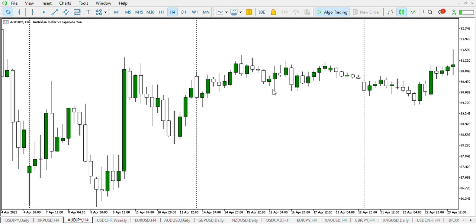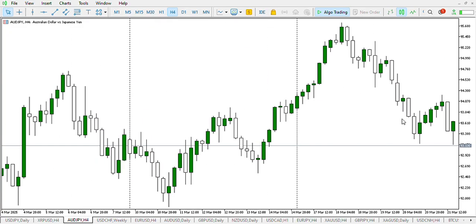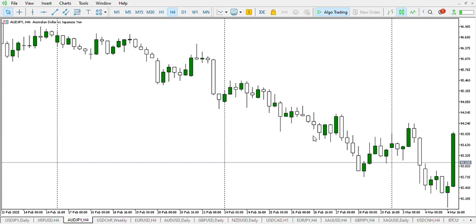So now we come into the 4 hours. What happens? The same rules apply. It's not complicated at all. Forex trading is very easy. It all depends on how you understand the chart.